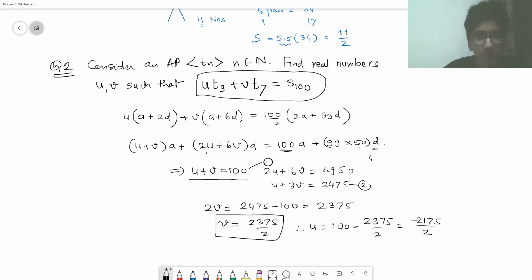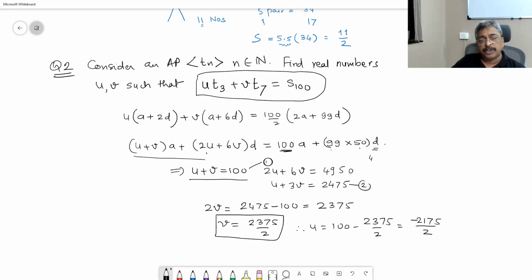Yes, sir, but why is u plus v equal to 100? I didn't get it. Comparing coefficients, LHS should be equal to RHS. What is the coefficient of A here? 100. Can this expression produce A? No. Who can produce A? Only this expression. The first term can produce A. The second term cannot produce A. Therefore, whatever coefficient of A is there in RHS should be the value of U plus V.